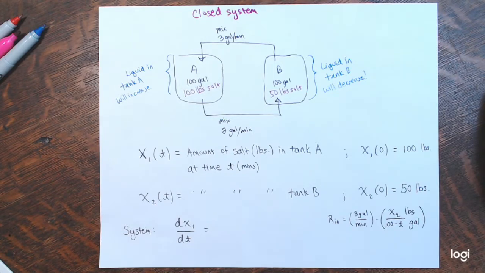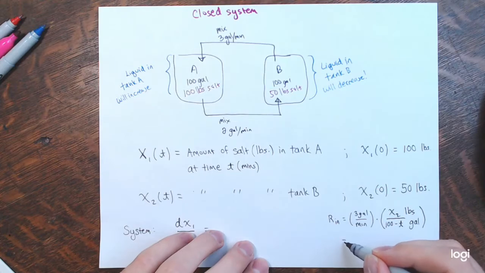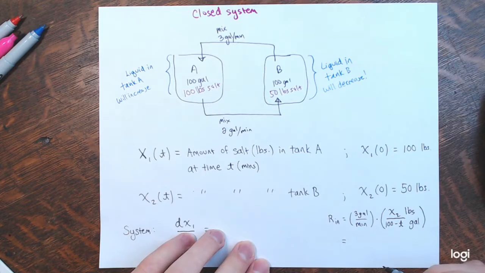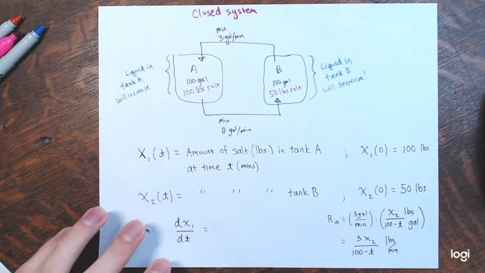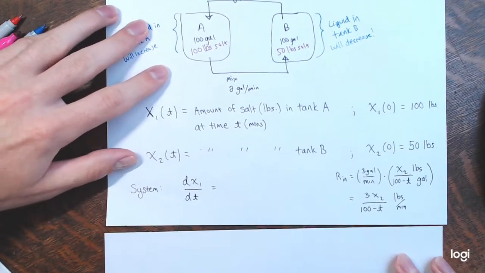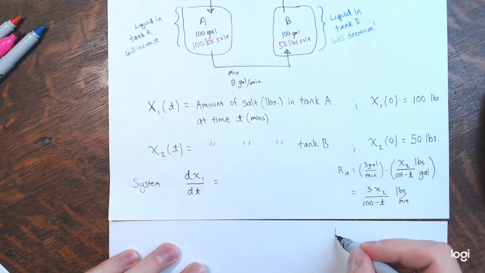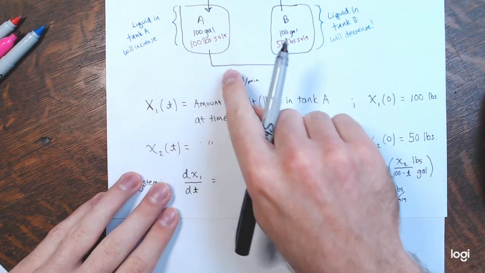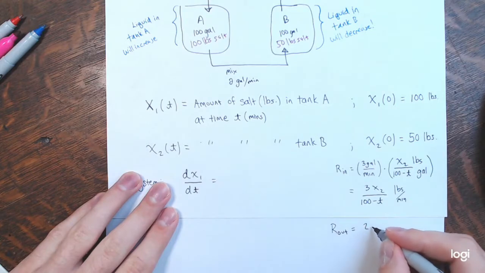So that's the rate at which salt is entering tank A. That'd be 3x2 divided by the quantity 100 minus t pounds per minute. Now the rate at which salt is leaving tank A. Well, there's only one arrow coming out, right? It's leaving at a rate of 2 gallons per minute.